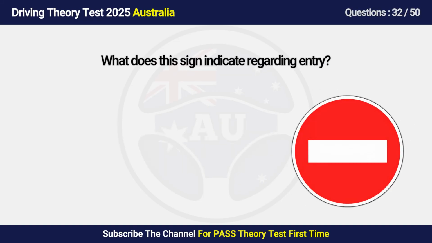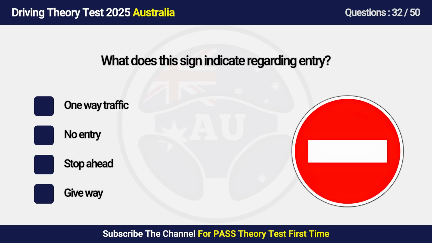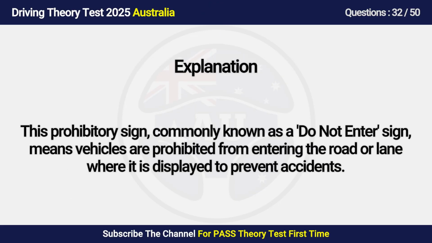Question 32. What does this sign indicate regarding entry? A. One-way traffic. B. No entry. C. Stop ahead. D. Give way. Answer is B. No entry. This prohibitory sign, commonly known as a do not enter sign, means vehicles are prohibited from entering the road or lane where it is displayed to prevent accidents.